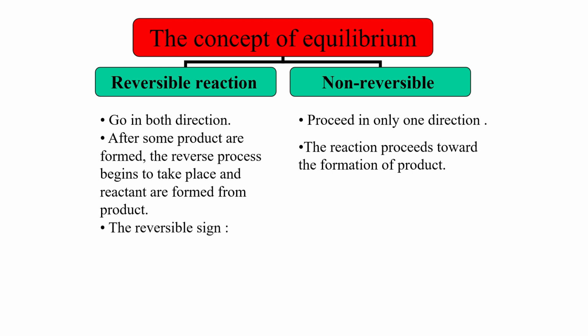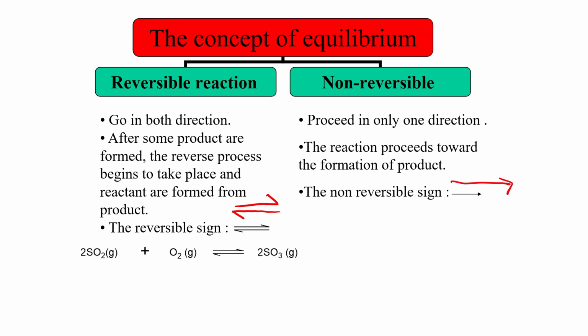Ini adalah simbol untuk reversible reaction, simbol yang berbalik. Kita akan gunakan half-headed arrow, separuh ke hadapan, separuh ke belakang. And then kalau untuk non-reversible reaction, kita hanya menggunakan satu arrow ke hadapan sahaja, sebab dia tidak berbalik. Ini adalah the example. This is the example of reversible reaction, which is SO2 plus O2 produce 2SO3, while untuk non-reversible ialah KClO3 produce KCl plus oxygen.